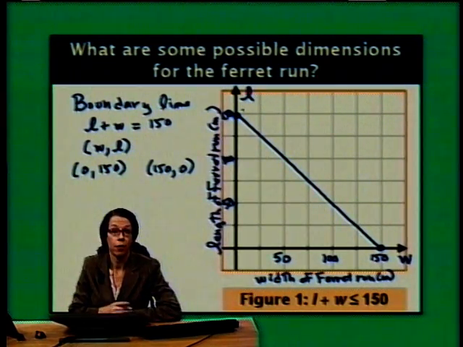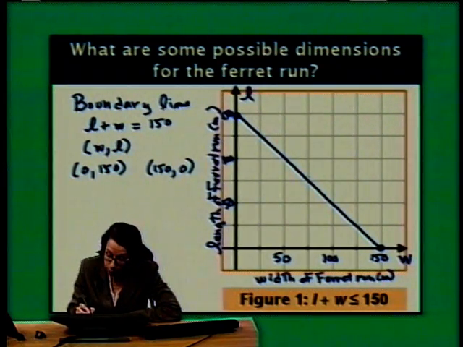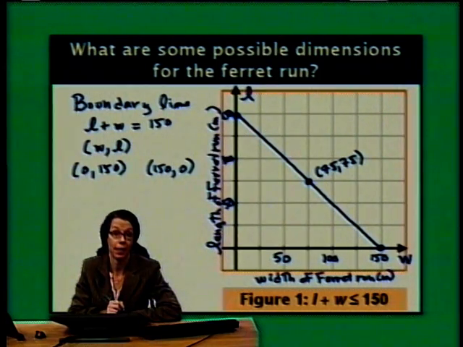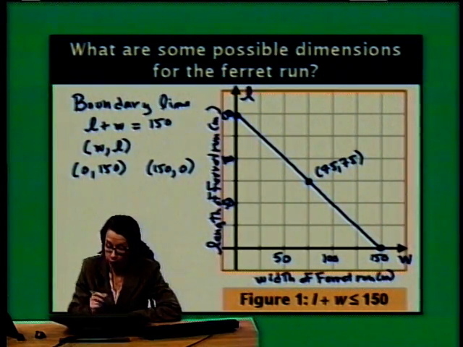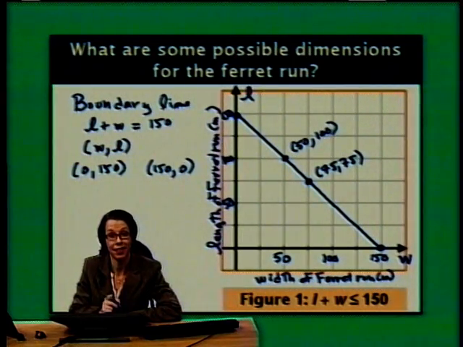So now I want to think about what part of the coordinate plane satisfies the inequality. Well, let's first take a couple of solutions on the boundary line. For example, the ordered pair (75, 75) is on the boundary. This means that we could create a square ferret run, and we would use all 298 meters of fencing. We could also make a rectangular ferret run that's 50 meters wide and 100 meters long. And in this case, we'd use all the fencing for the ferret run.